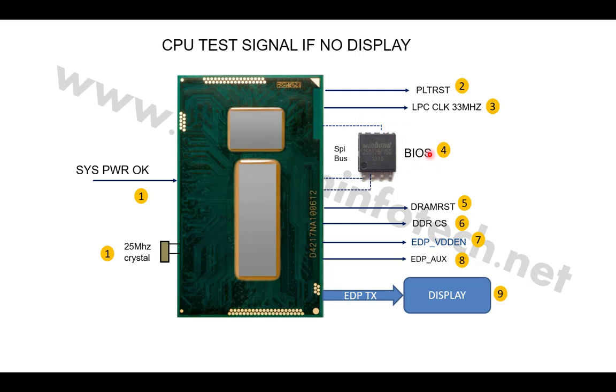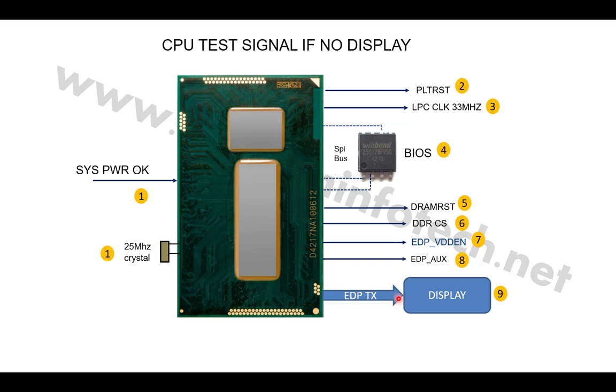Then you have to go to the BIOS. Your BIOS should be perfect. Everything written in the BIOS should be perfect. If the BIOS is okay but the DRAM reset is not coming, then the CPU is bad. If the BIOS is okay, the DRAM reset is okay, and the CPU starts communicating with the RAM, sending data to the RAM, and everything is okay, then the CPU should generate this EDP VDD enable signal. If this VDD enable signal is not coming but the RAM is okay and the DRAM reset is also okay, then again the CPU is bad. Then the EDP is okay, and then the display should appear.